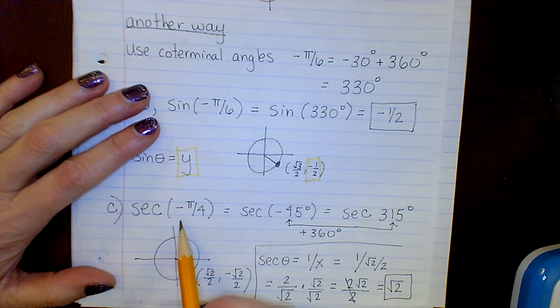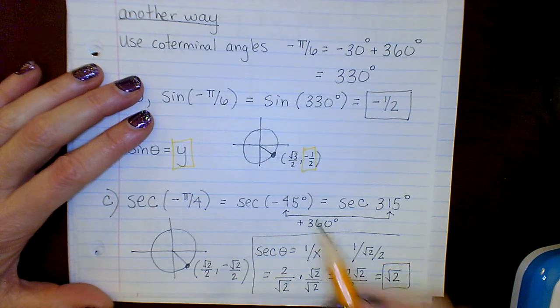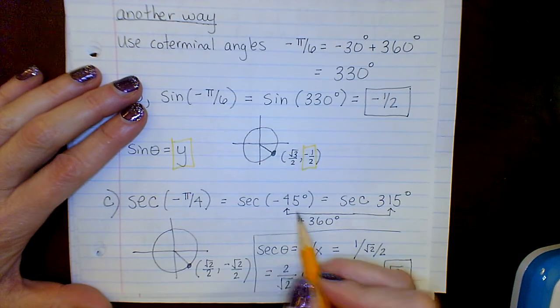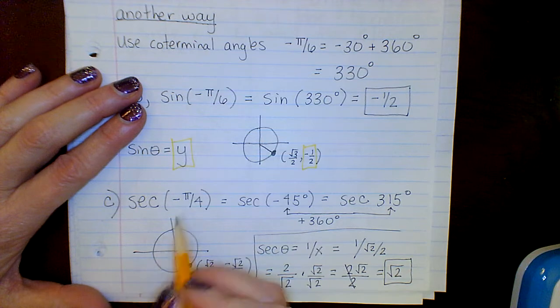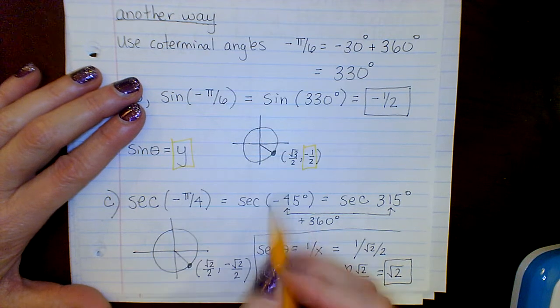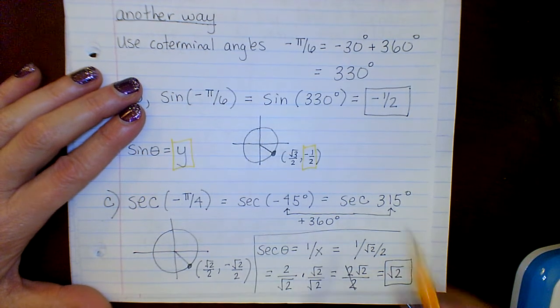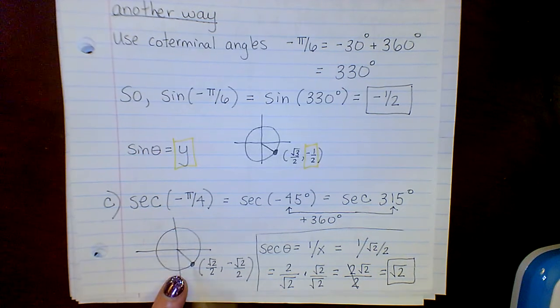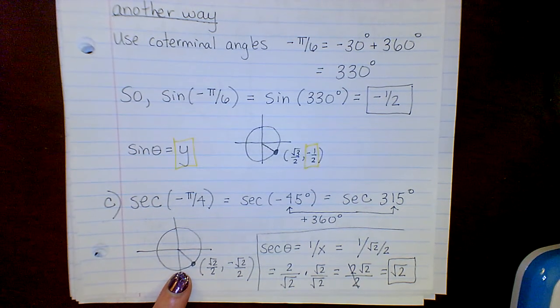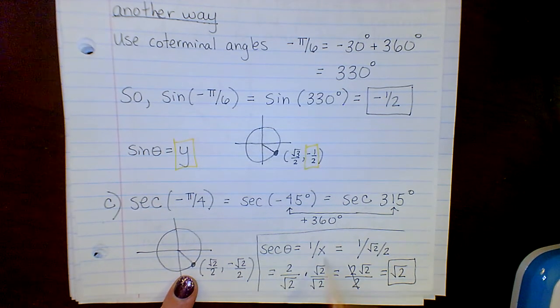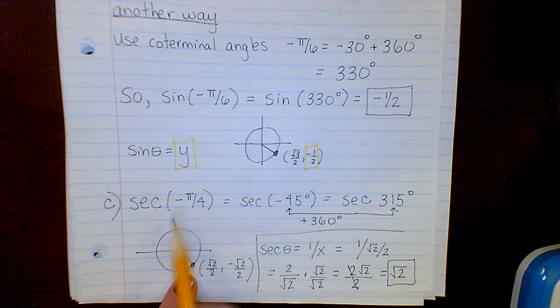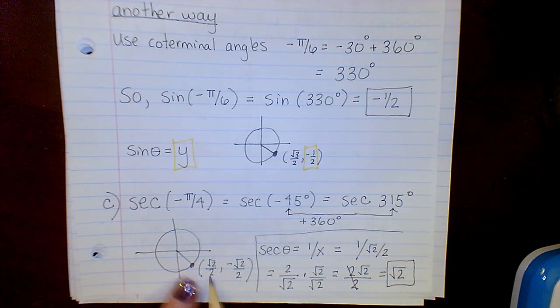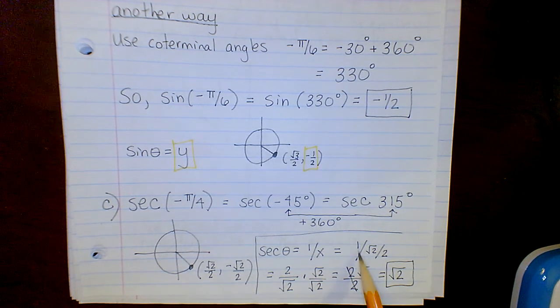So next up, the secant of negative pi over 4. If we want to do that whole coterminal business for this negative 45 degrees, I just changed negative pi over 4 to degrees. I added 360, I got 315. So 315 is down here in quadrant 4. There's its reference point. The secant is 1 over x. So I'm not using the even-odd property here. I'm just using the coterminal business. So I get 1 over x. X is root 2 over 2. 1 over root 2 over 2.